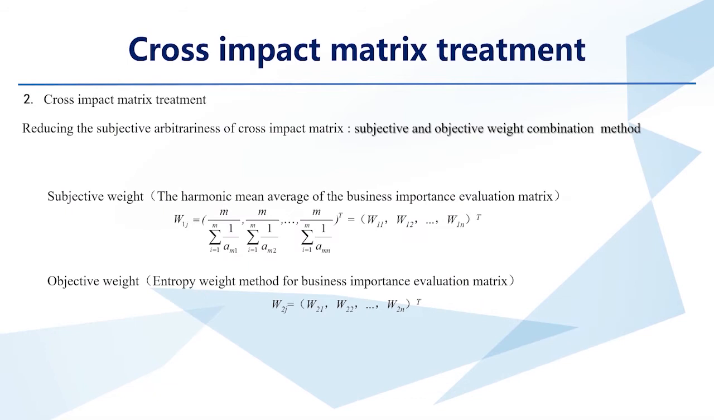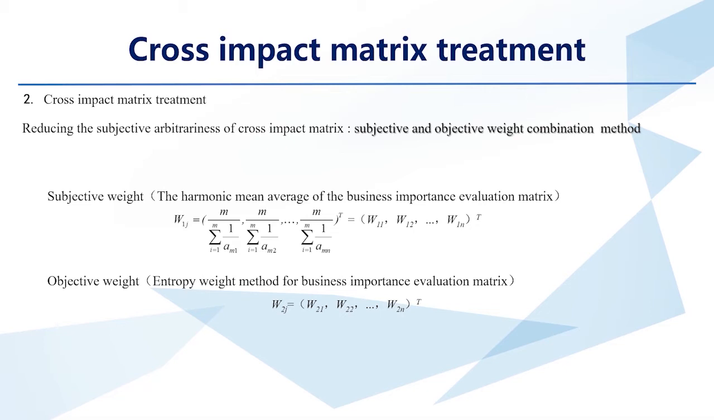Due to the subjectivity of the data of the inter-business cross-impact matrix obtained by expert judgment, in order to reduce it as much as possible, it is necessary to give reasonable weight to the inter-business cross-impact matrix generated by expert evaluation. The weight is calculated by the improved subjective and objective weight combination method. The subjective weight is obtained from the harmonic mean average of the business importance evaluation matrix. The objective weight is obtained by the entropy weight method from the business importance evaluation matrix.